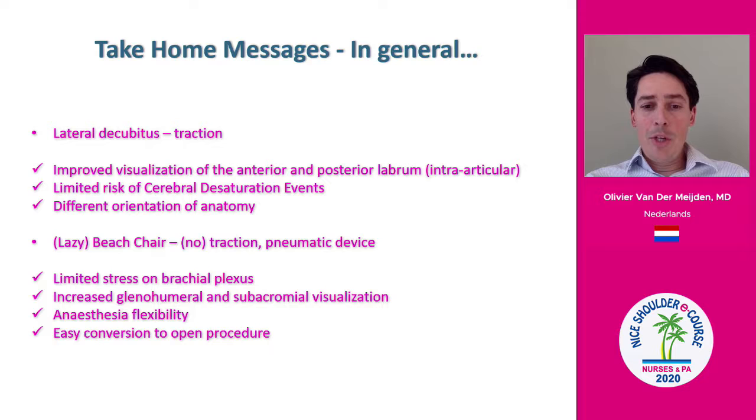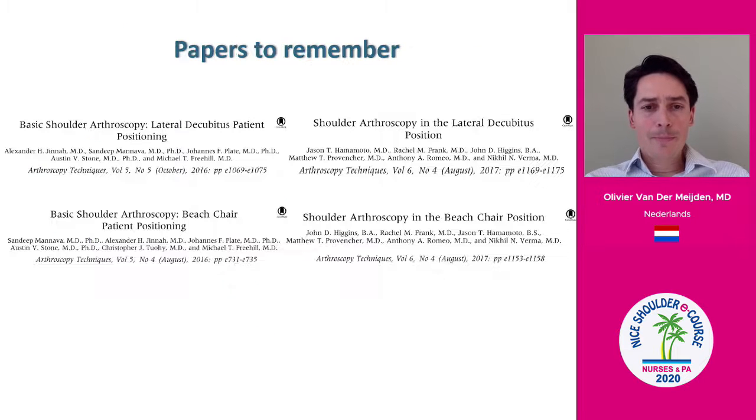Then the beach chair position, which can be performed with a pneumatic arm device or with traction or no traction. This is with limited stress on the brachial plexus compared to when it's performed with traction. You have an increased glenohumeral and subacromial visualization. There's more flexibility for the anesthesiologist. And there's an easier conversion to an open procedure because you can access the shoulder anteriorly.